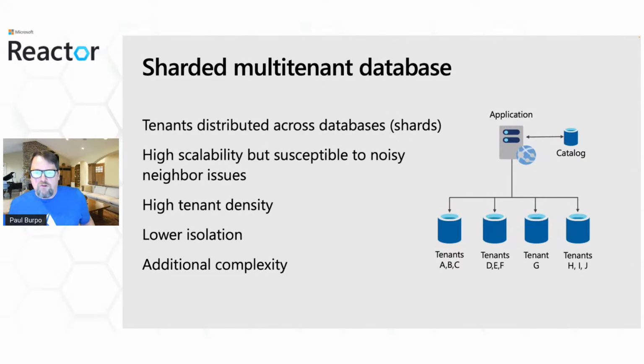Next is the sharded multi-tenant database. And this is sort of a hybrid of the previous two solutions that we looked at. This is when your tenants are distributed across databases that are usually called shards. Each shard may have one tenant, or it may have multiple tenants. And the idea is that you can spread your tenants out across a set of databases and reap the benefits of effectively infinite scale out.